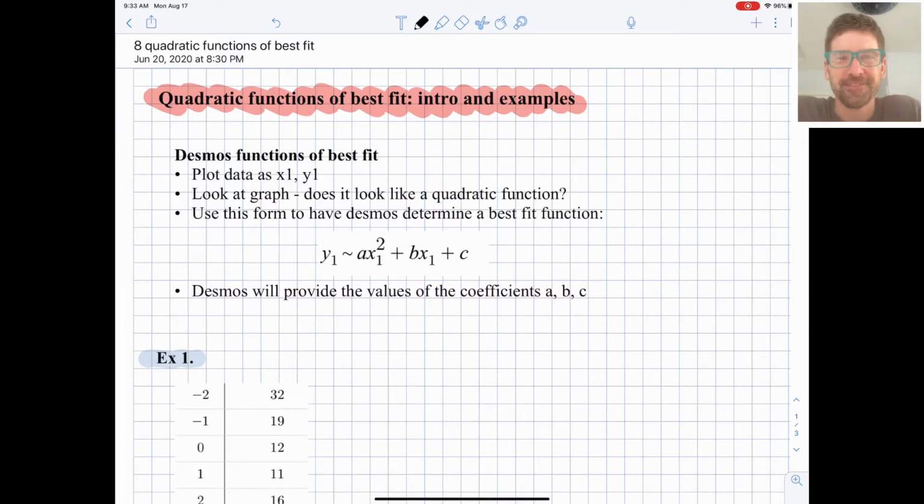All right, this is the next video in our work on quadratic functions, and in this video we'll be looking at how to find quadratic functions of best fit using Desmos, a graphing calculator app, and we'll start with an introduction and then do two different examples.